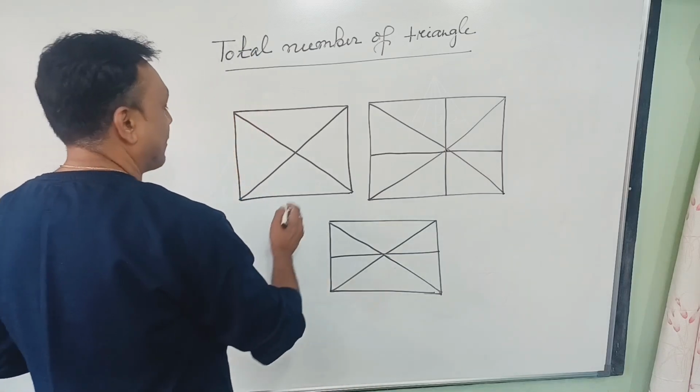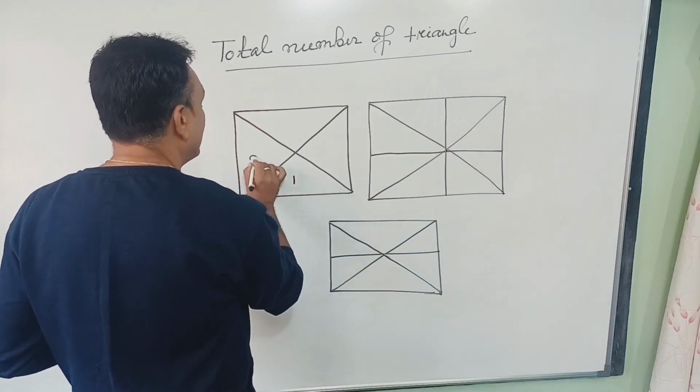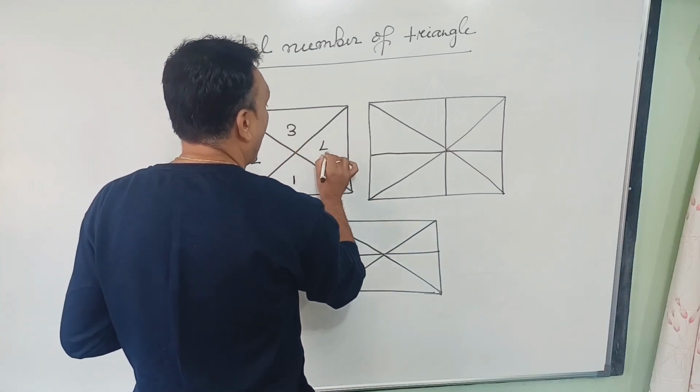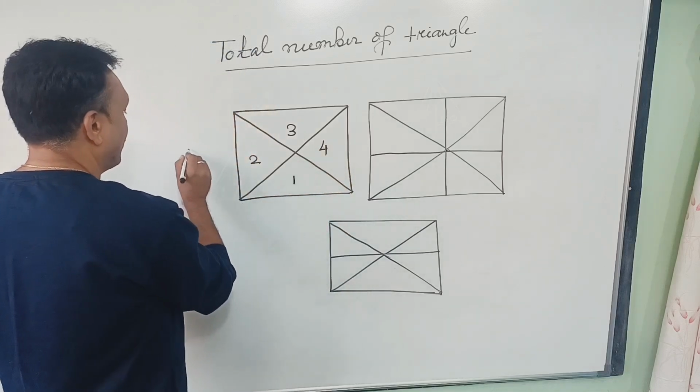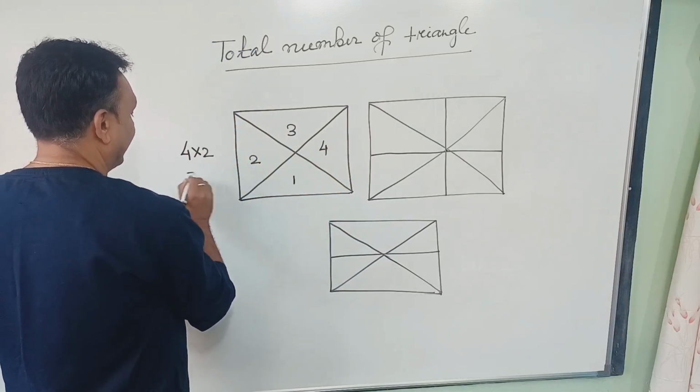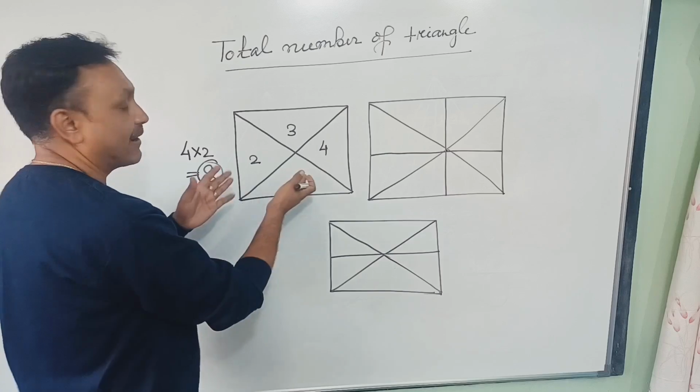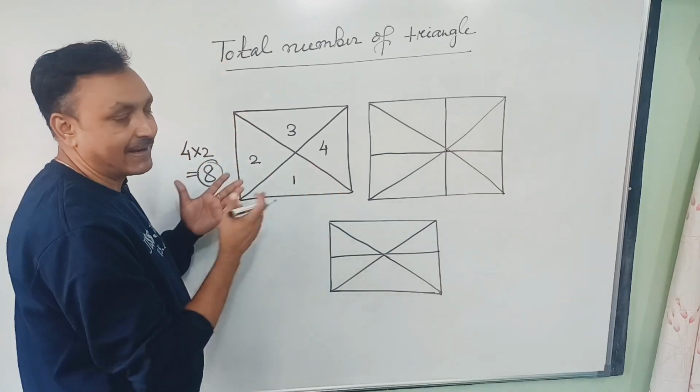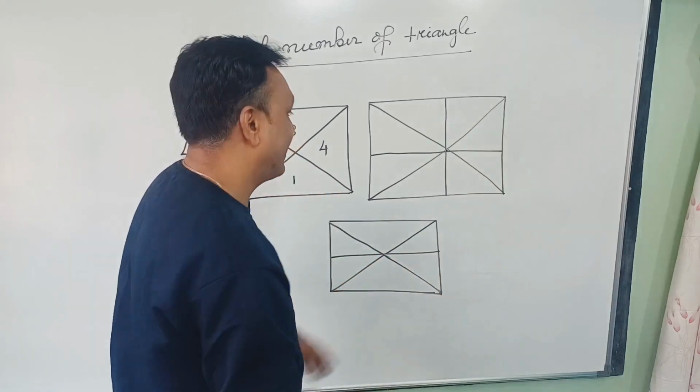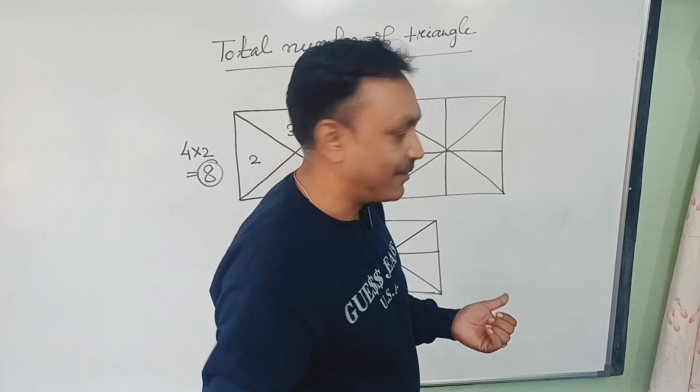You just number 1, 2, 3, 4. So the highest number is 4. So 4 into 2 is equal to 8. So there are altogether 8 triangles. It is very easy and simple. Within a second only you can find out the solution.